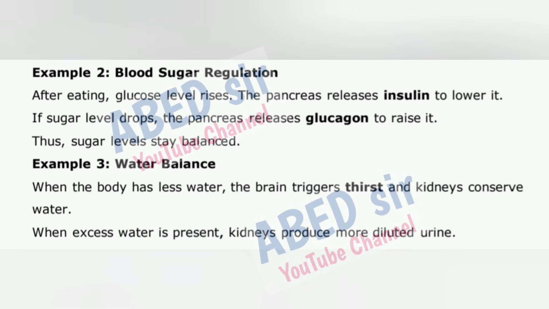Example 3. Water balance. When the body has less water, the brain triggers thirst and kidneys conserve water. When excess water is present, kidneys produce more diluted urine.